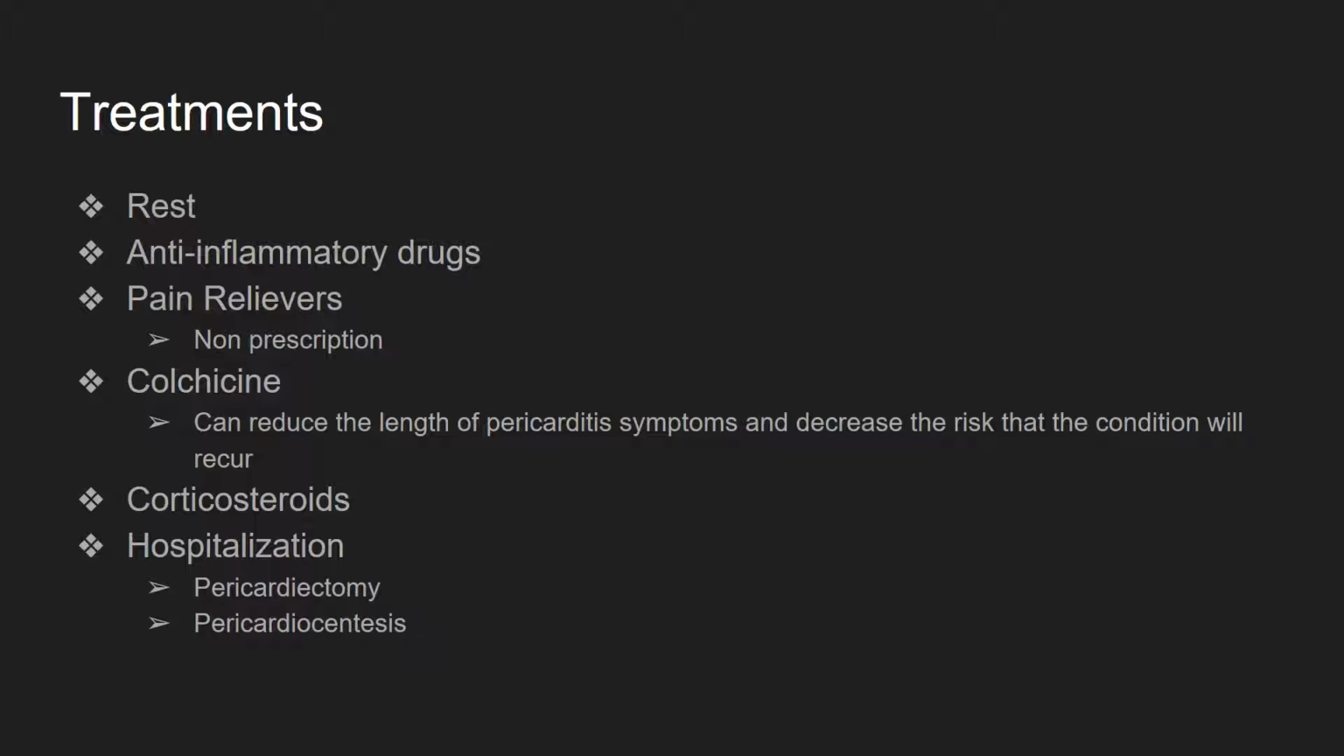Something else they might do is give you some colchicine. This can reduce the length of the pericarditis symptoms and decrease the risk of that condition recurring. And then after that, if it doesn't work, as a last resort, they might give you some corticosteroids. And if you happen to be hospitalized for this, you might have to do a pericardiectomy or pericardiocentesis. A pericardiectomy is where they actually remove the pericardium because it's too rigid, and hopefully replace it.